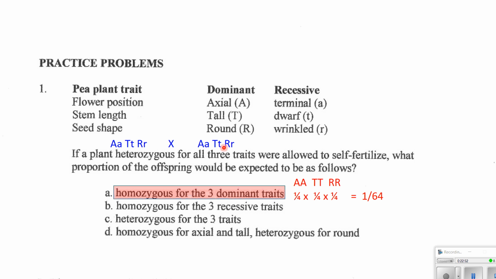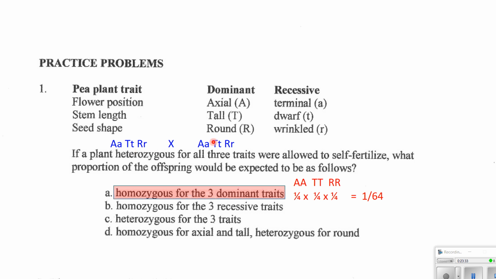Okay, we want to know what proportion of the offspring would we expect to be like this: big A, big A, big T, big T, big R, big R. So to figure that out, I've got to figure out, first of all, what is the probability of getting big A, big A? Well, I got a 1 out of 2 chance of getting a big A from this parent, and then I've also got a 1 out of 2 chance of getting a big A from this parent. So that's 1/2 times 1/2, 1/4. I can do the same thing for T.